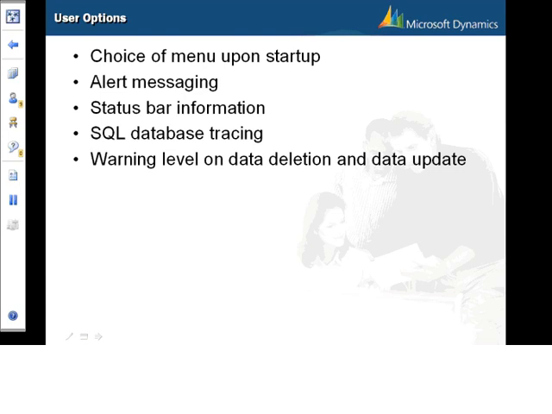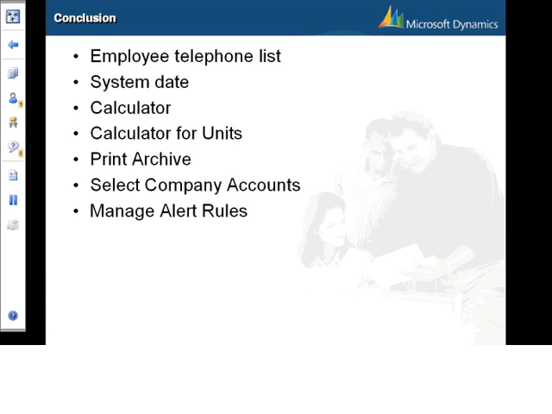So I'll go back to my slides. And we finished our second part of our course for today. In this section we introduced the tools menu and provided instruction on basic functions such as accessing an internal system-generated employee telephone list, working with two different calculators, standard and unit conversion, changing the system date and switching between companies, archiving print jobs for later viewing or reprinting.